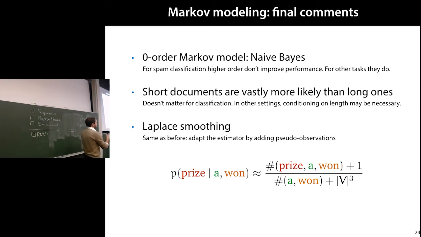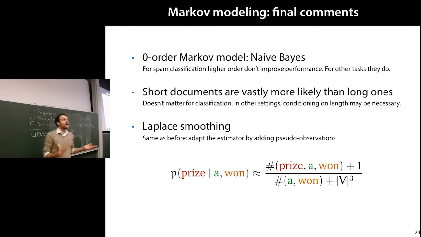Short documents is a general term for things like emails or sentences. Under these Markov models, short documents have very high probabilities compared to longer documents, which is something you need to correct for if you're going to compare different documents. It doesn't matter if you do spam classification, because you're only comparing the distribution of this email given that it's spam to this email given that it's ham. So the length is the same, so you don't need to worry about this. But if you're comparing one document to another document, then you need to take into account the length of the document, usually by conditioning on it.